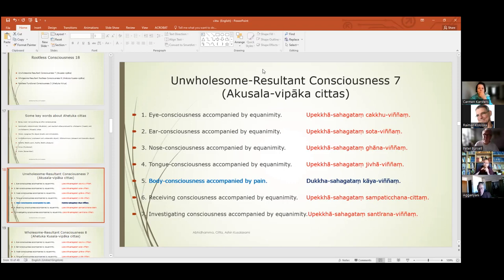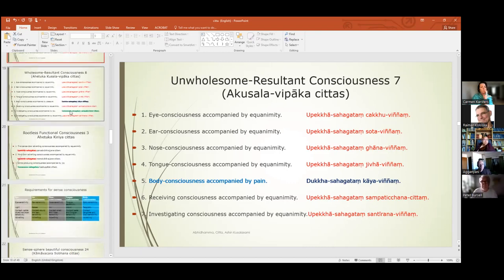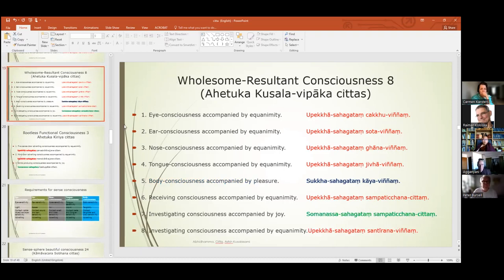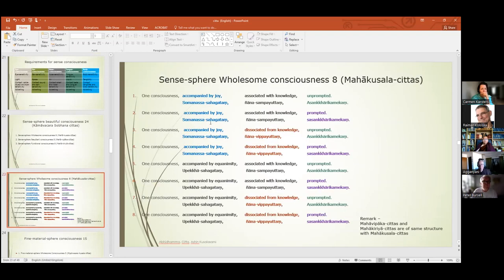Sahetuka and ahetuka are two different things. When we compare sahetuka and ahetuka, ahetuka cittas, or rootless consciousness, are very weak, and sahetuka consciousness are strong. So that is one point. And here we can see ahetuka kusala vipaka, and here sahetuka kusala vipaka, or mahavipaka.